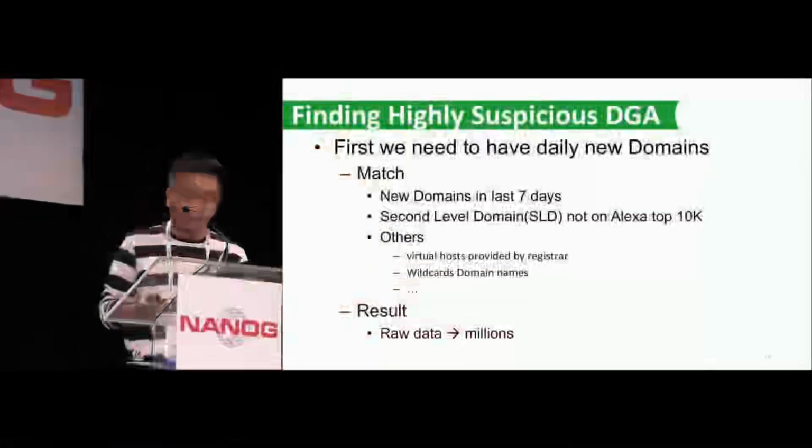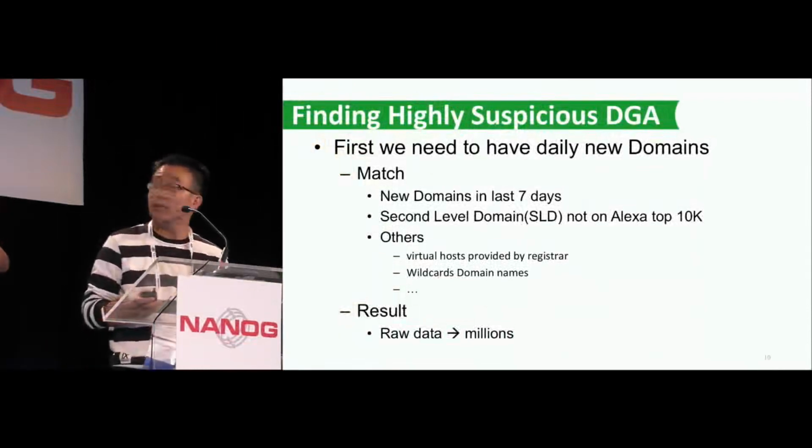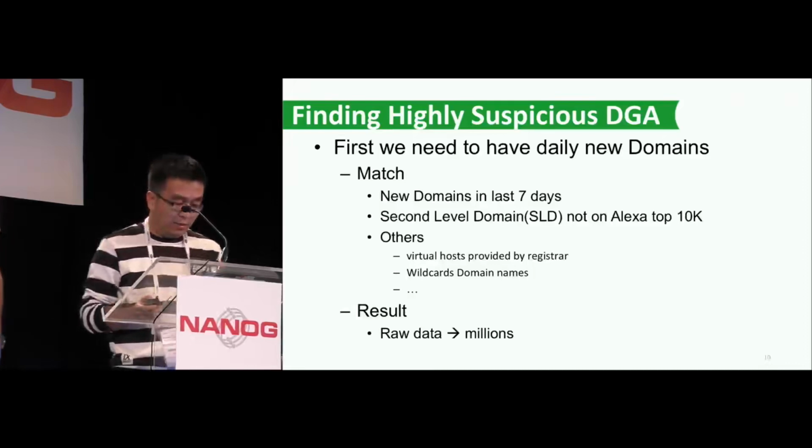How to find highly suspicious DGA domains from passive DNS? First, we need to get all the daily new domains. Basically, we are only going to focus on new domains that showed up in the last 7 days.